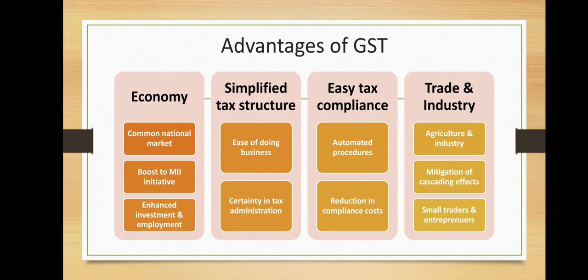Second, simplified tax structure. Under that, first one, ease of doing business. Simpler tax regime with fewer exemptions along with reduction in multiplicity of taxes under GST has led to simplification and uniformity. The uniformity in laws, procedures, and tax rates across the country makes doing business easier. Second, certainty in tax administration. Common system of classification of goods and services ensures certainty in tax administration across India.